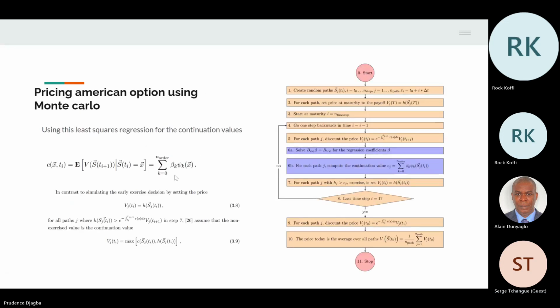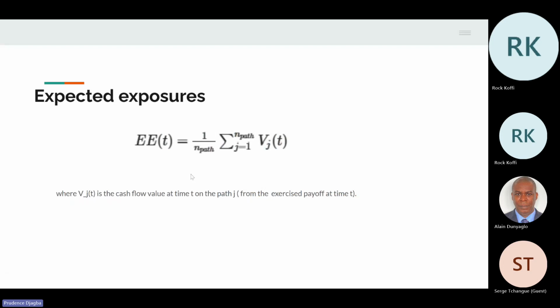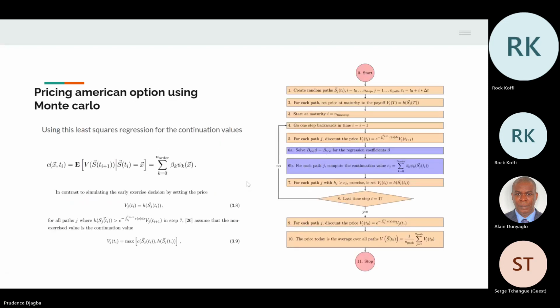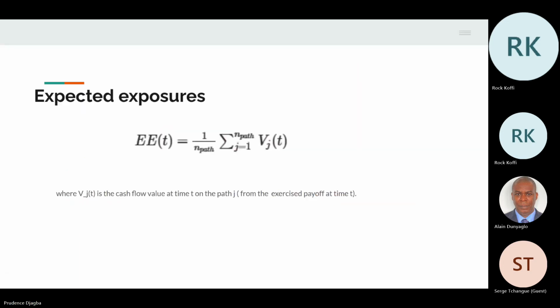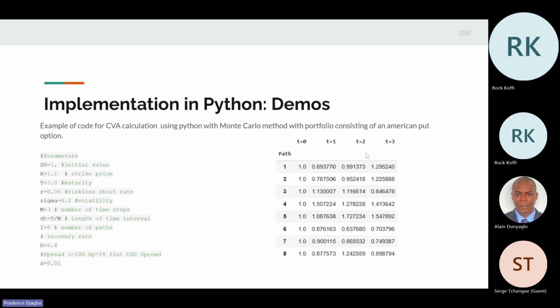Okay. So from the generation of the cash flow matrices, we have some distribution of payoff at different times across all the paths, and our expected exposure at a particular time t is just the average of the price that has been derived from the least squares method, from the algorithm that I just presented now. So let's do an example.